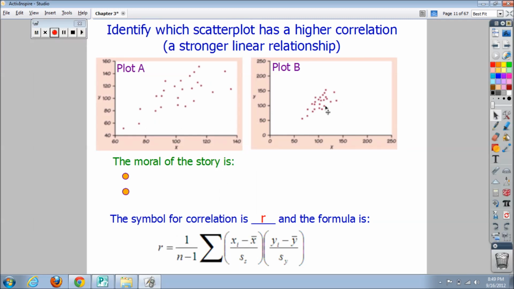Now, if I've got two scatter plots here, and I were to ask you which one do you think had a stronger relationship, plot A or plot B? At first you're probably going to say B is stronger than A, because all of these points are really close to each other. These look like they're more scattered about.